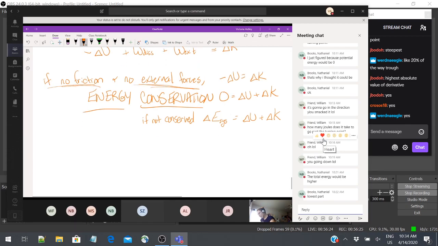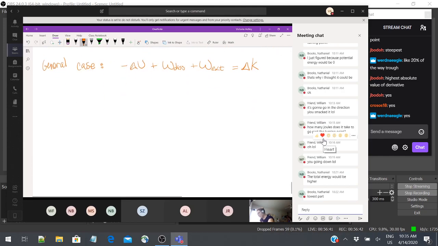Let's keep looking at our general case. Negative delta U plus work done by dissipative forces plus work done by external forces equals delta K. Okay. The work done by a dissipative force is pretty much always negative. Right? It's always taking energy out of your system. Not 100% of the time, but almost always. And if it's not, you'd usually consider it an external force anyway.